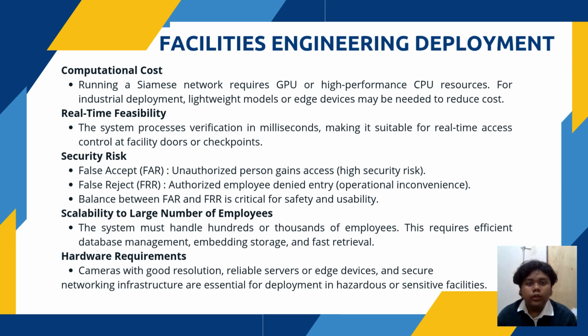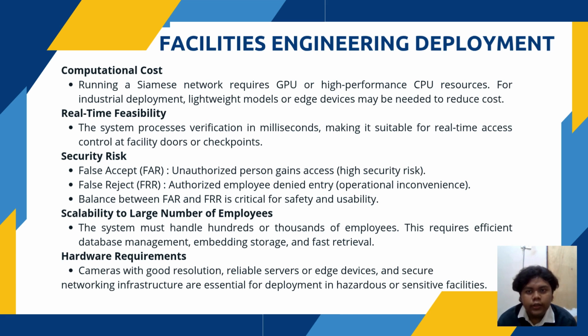For this slide, I will talk about facilities engineering deployment considerations. First is computational cost. Running a Siamese network requires a GPU or high-performance CPU. For industrial deployment, it may need a lightweight model or edge device to reduce the cost and make the system more practical. Next is real-time feasibility. The system processes the verification in milliseconds, which makes it suitable for real-time access control at a facility, door, or checkpoint without causing a delay for employees.